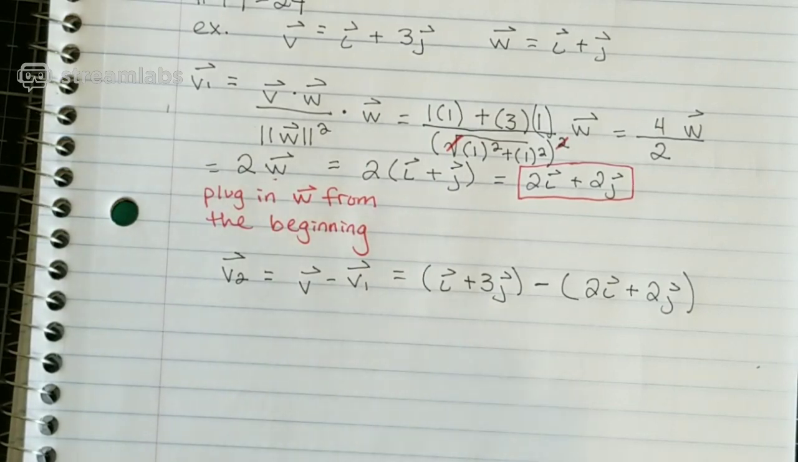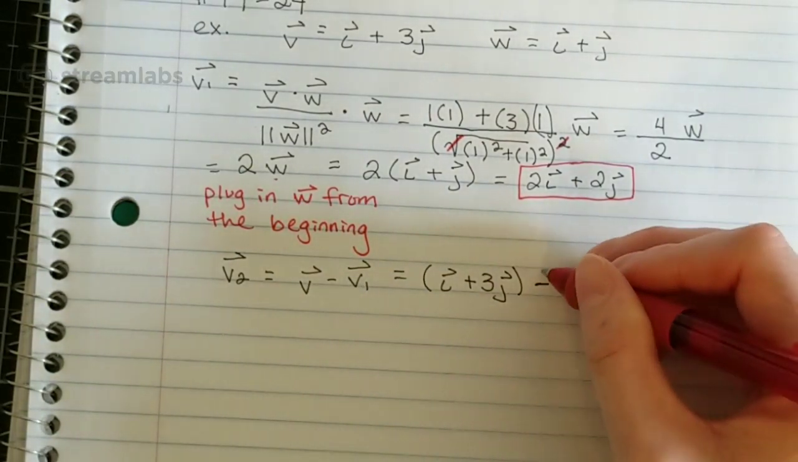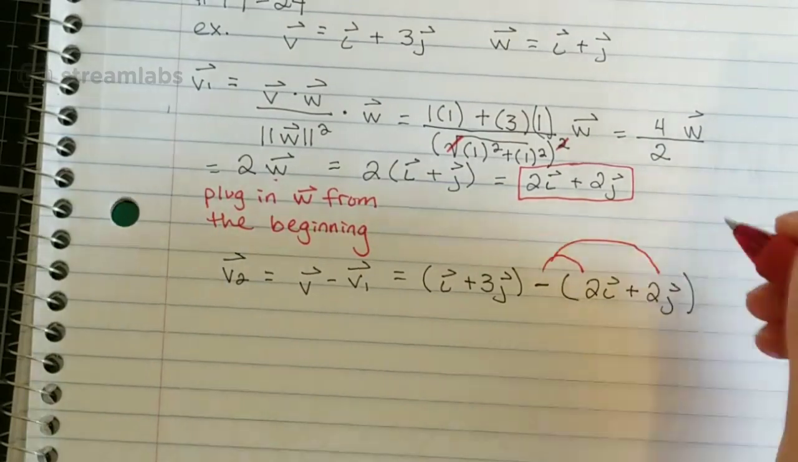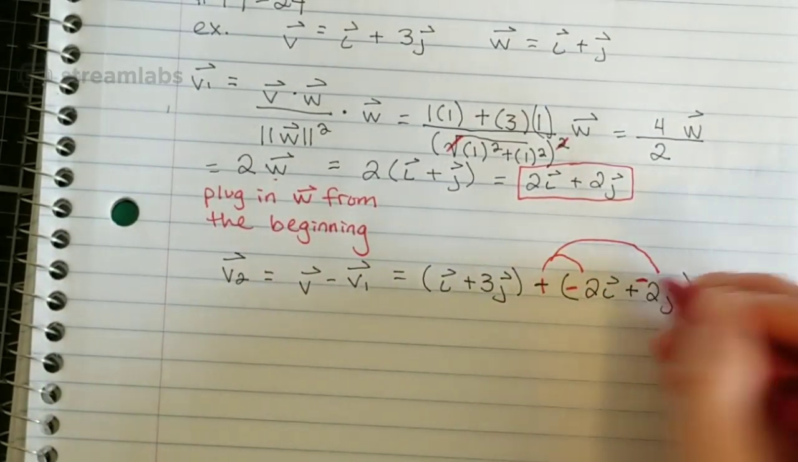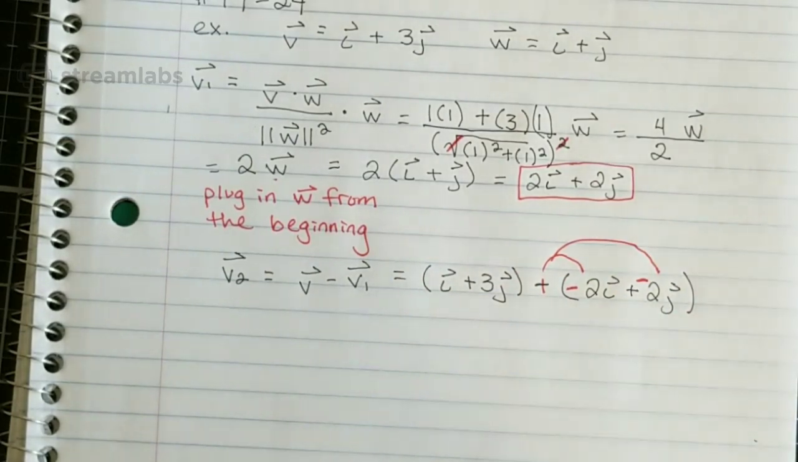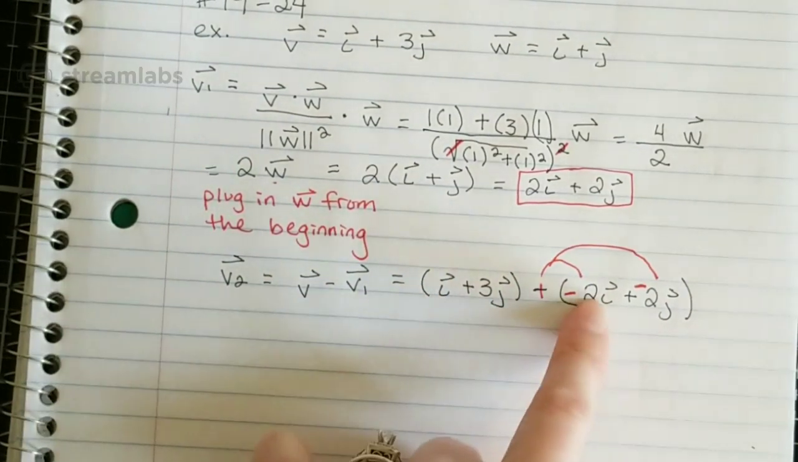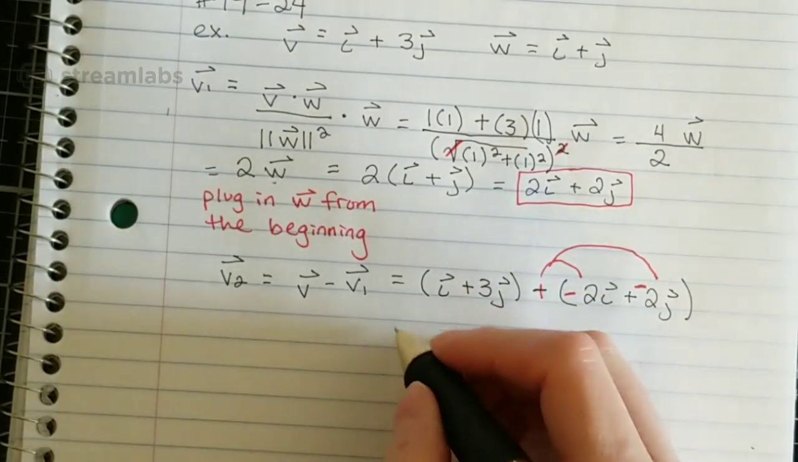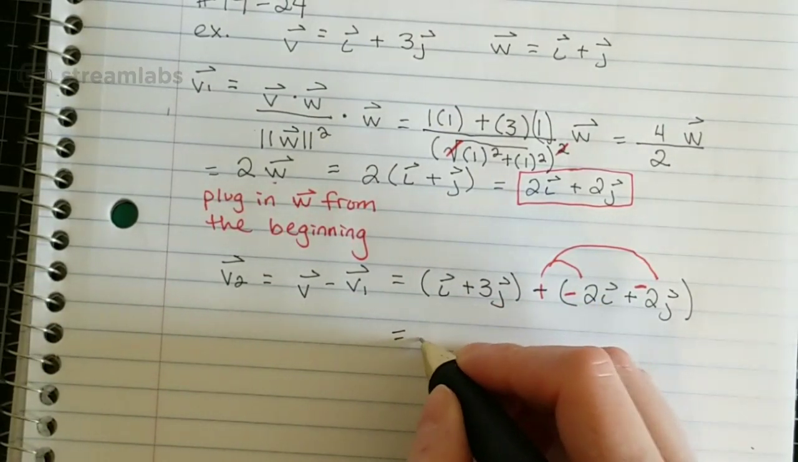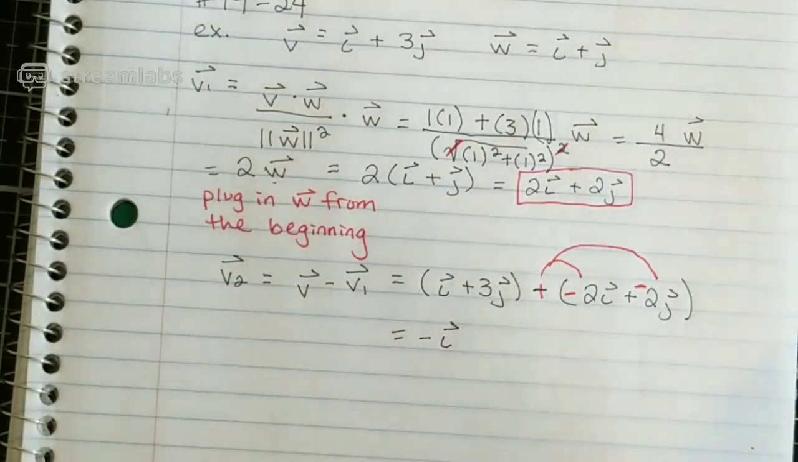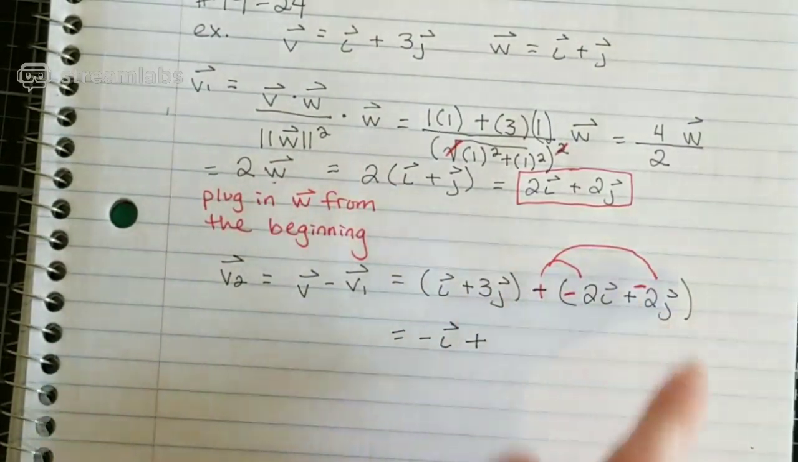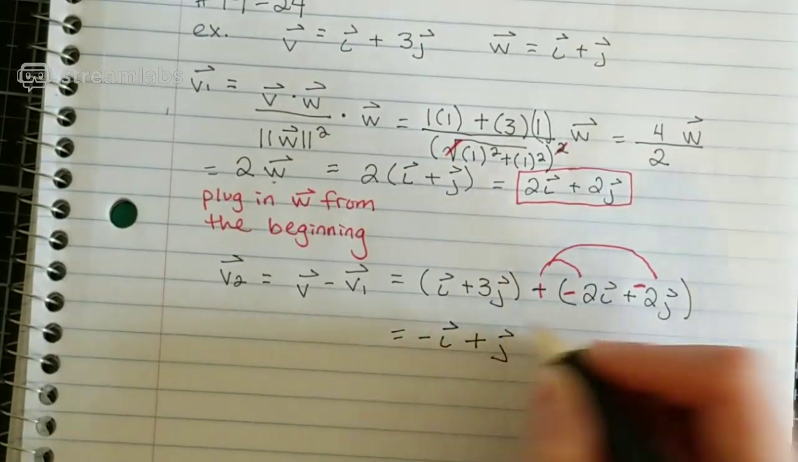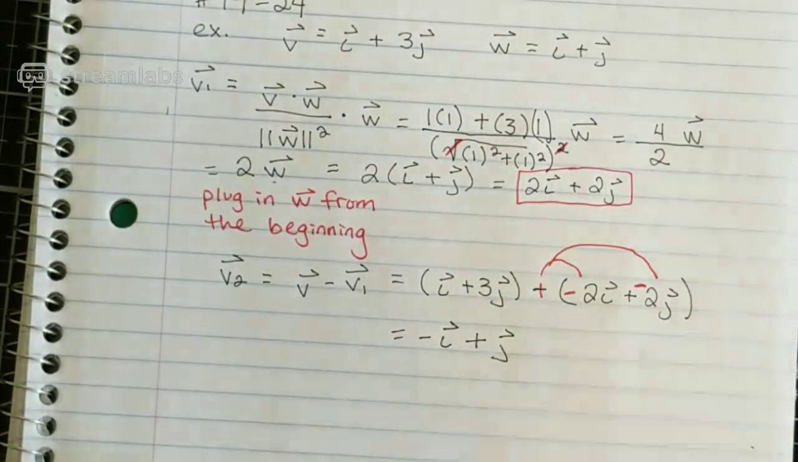All right, now you want to distribute your negative over here. So change that, make these both negatives. And then you just want to combine your like terms. So 1 plus negative 2, that would be a negative 1I. So that's just negative I. And 3 minus 2 is just a J. So that's your answer for V2.